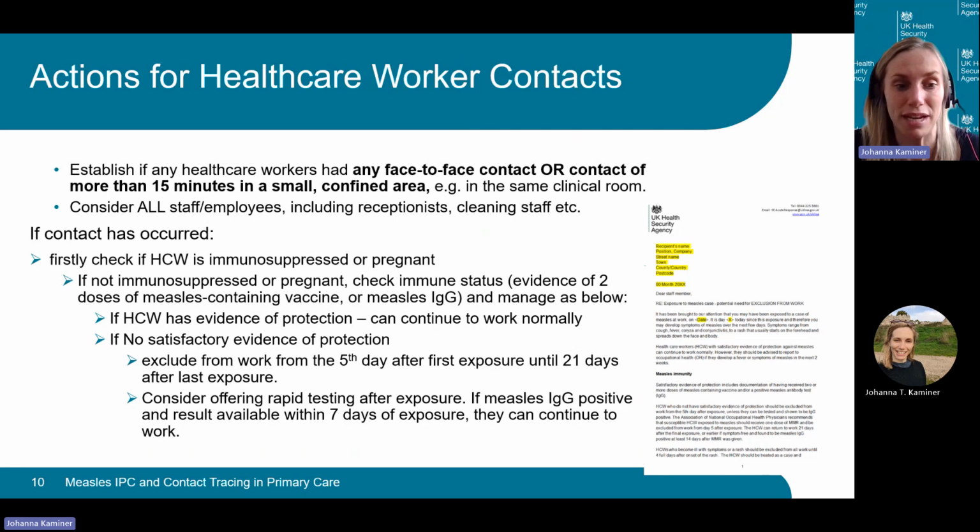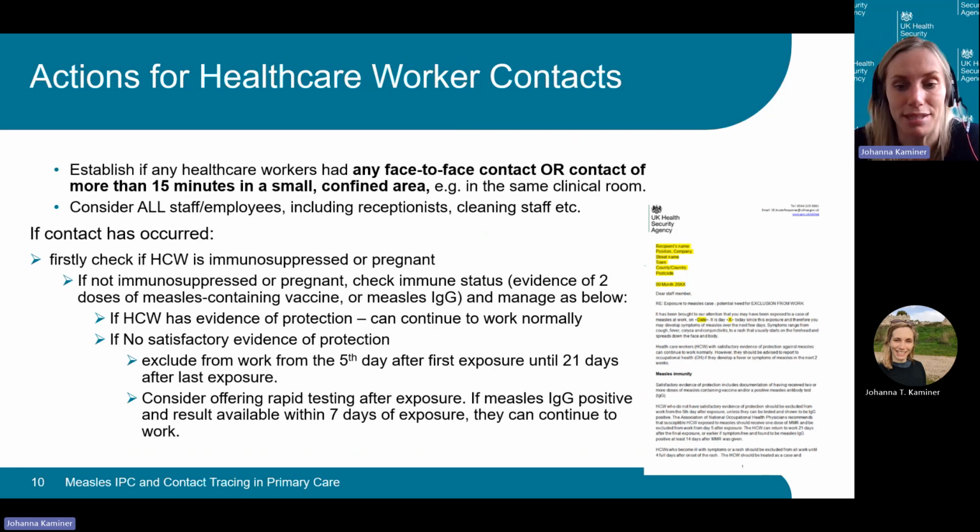If they don't have satisfactory evidence of protection, they must be excluded from work from the 5th day after exposure until 21 days after last exposure. You could consider offering rapid testing after exposure. And here, if the measles IgG comes back positive and the result is available within 7 days of exposure, those healthcare workers can continue to work. And this is because it would be considered too early for the IgG to be positive due to the recent exposure.